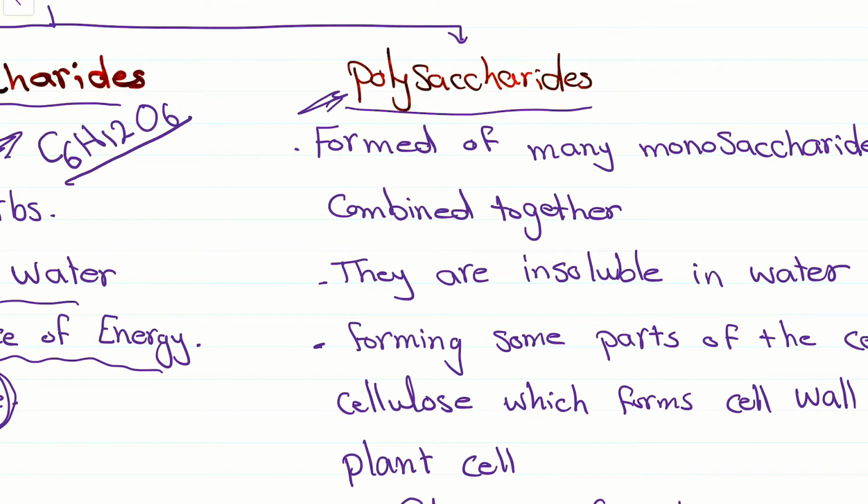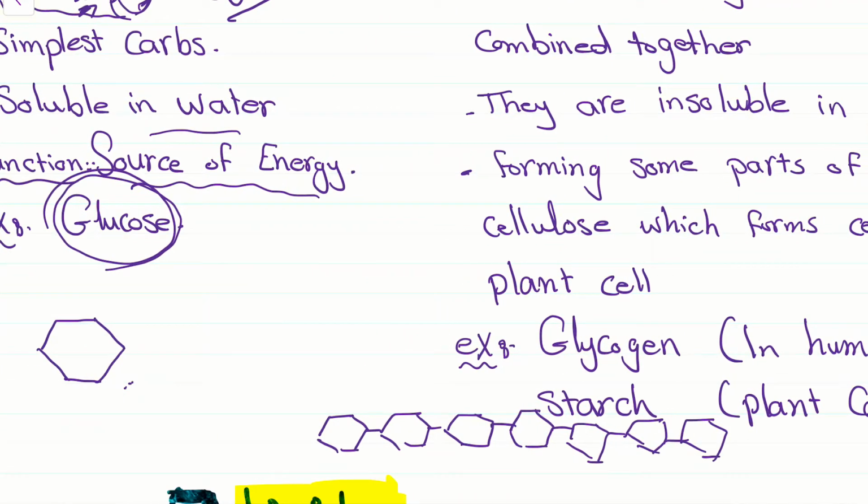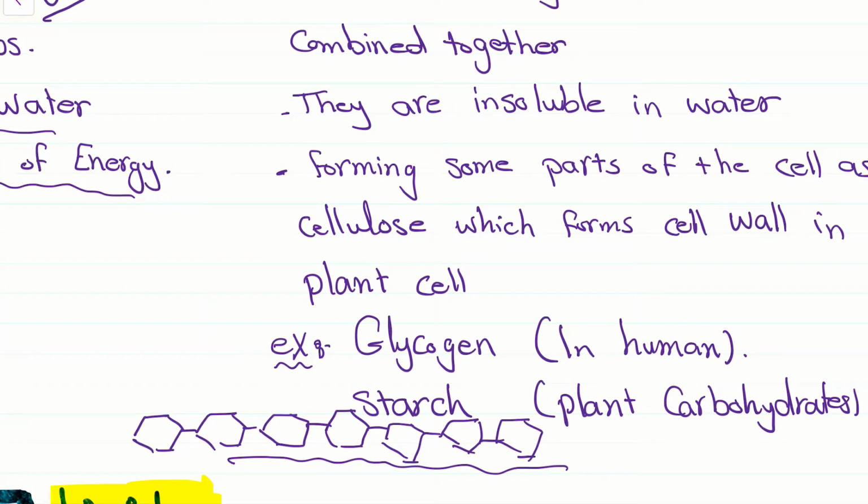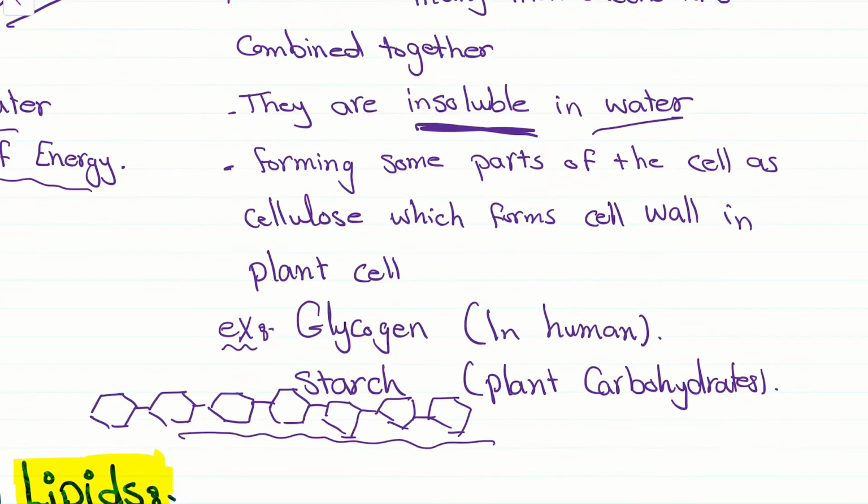Polysaccharides are formed of many monosaccharides combined together. If I have many molecules of glucose, they combine together to form large molecules of other carbohydrates, which are complex carbohydrates or polycarbohydrates. And because they are complex, because they are polysaccharides, they are insoluble in water. But what is the function?